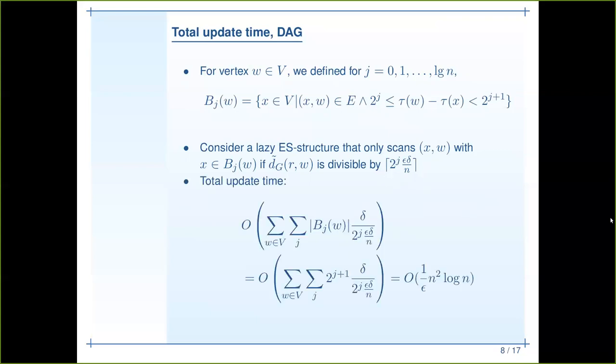Now what total update time do we get? Well, we sum over all vertices W and over all J, and look at the size of this set here, this counts every vertex X in this set. And now we're looking at how many times the edge from an X in this set to W is scanned. Well, it's scanned delta over this integer I from before. And remember, we had this upper bound 2 to the J plus 1 on the size of this set. And now you see things canceling out. We get a total update time of roughly quadratic, which is what we wanted.